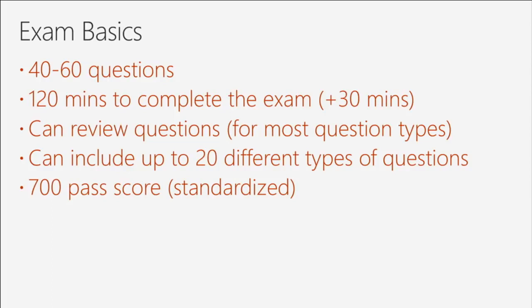If you're doing a case study, for example, you'll be able to review that as a block and then move on. But you can review your questions at the end. If you're not sure what to do, you can come back and check them later. You're going to need 700 points to pass. That does not equate to 70%. It could be higher or lower than that. It's standardized. But 700 points is what you're aiming for.